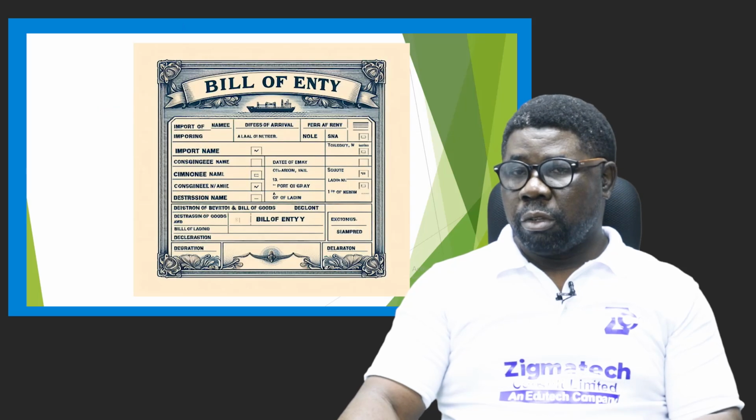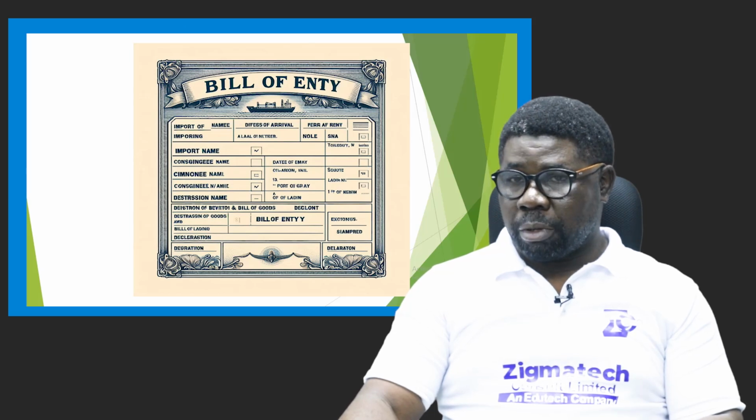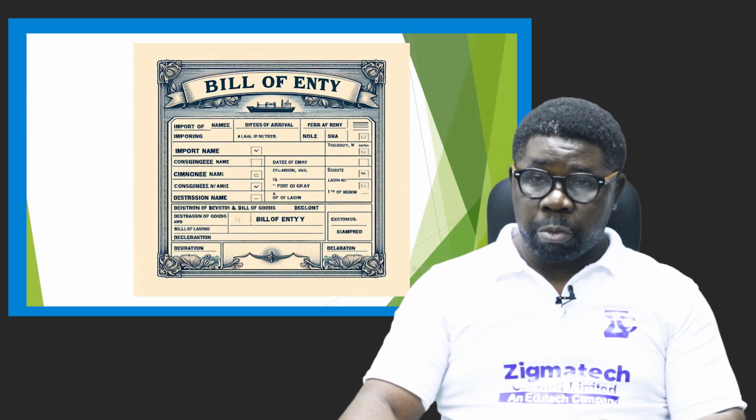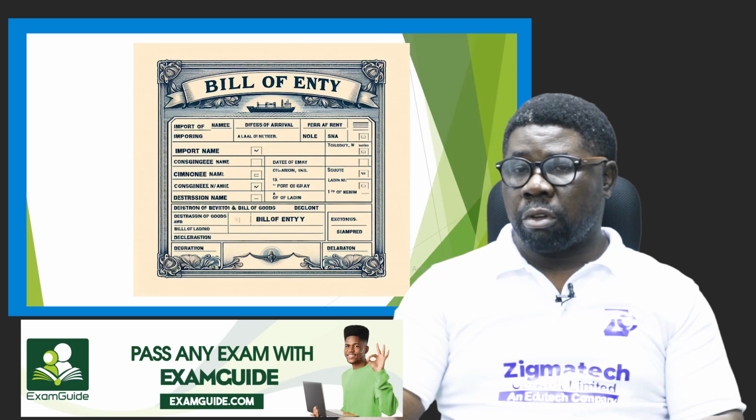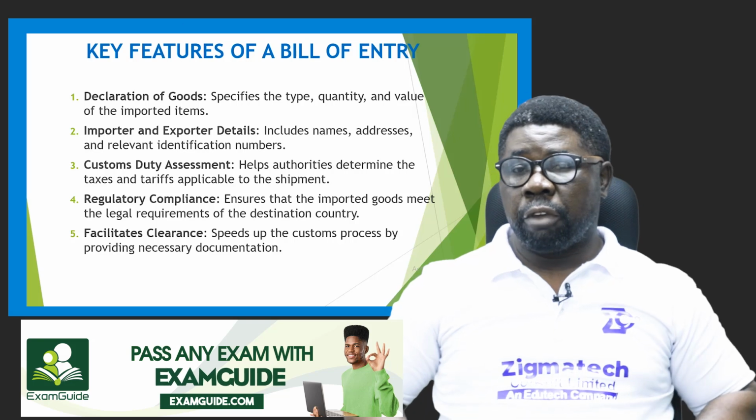Okay? So this is the bill of entry. See, there's a ship there, showing that it's a document that goes with the ship. Before a country allows the goods to enter the country, they must present a bill of entry that allows them entrance into a country's port.